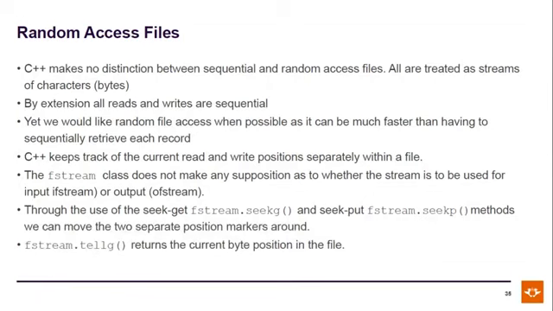It just treats a file as a stream of characters, and then we have to use certain functionality that comes with stream objects to actually achieve random access, right? So by definition, technically speaking, all reads and writes in C++ are sequential. But we are going to find ways to achieve random file access. Obviously, random access can be much faster than having to sequentially retrieve each record.